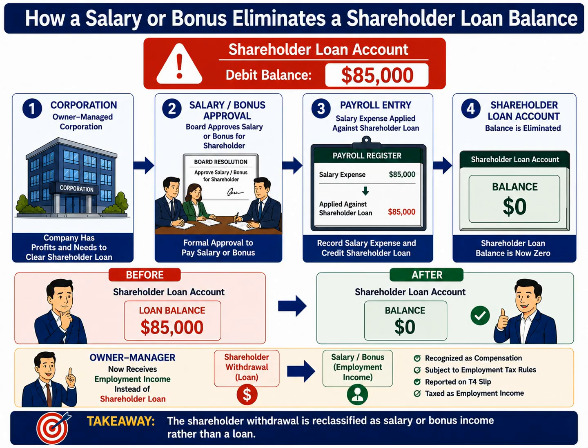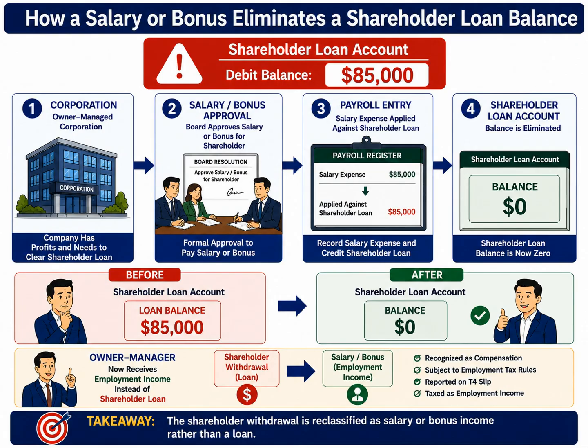Rather than treating the amount as a loan that must be repaid, the corporation may decide to compensate the shareholder for services they provided to the business. The process begins when the corporation formally approves a salary or bonus for the shareholder. Since many shareholders in owner-managed corporations are also employees, it is often reasonable for the corporation to pay compensation for their work. Once the salary or bonus is approved, the accountant records a payroll entry.